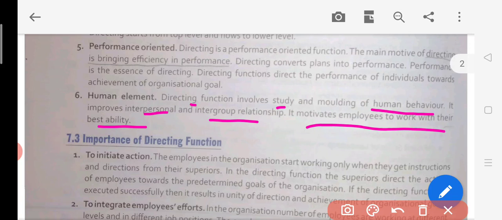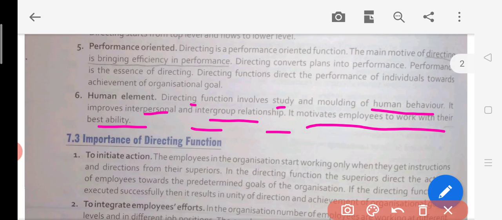See, this directing function is concerned with human behavior, and human behavior is very dynamic in nature. That's why if somebody is not working, then you will have to find out why he's not working, what is the reason for it, and then according to it you can give him work, or you can give him directions. You cannot shout at him, and you will have to convince him to get on with the work. Sometimes you have to do like this. So it's a human element.